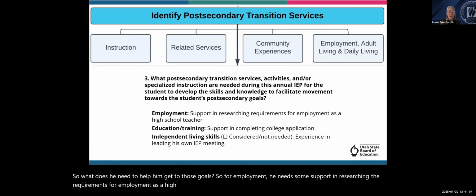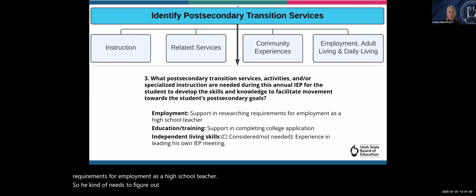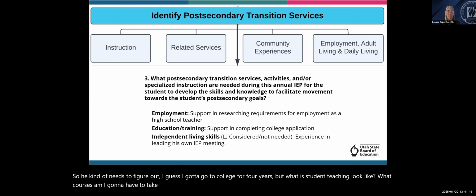So he kind of needs to figure out, well, I guess I've got to go to college for 4 years, but what does student teaching look like? What courses am I going to have to take? What is the Praxis, like my student teaching? What is that all going to look like? So he needs some support around figuring that all out before he makes his decision.